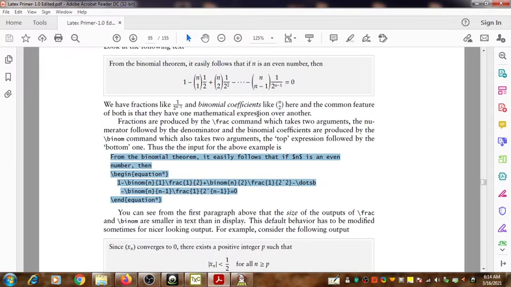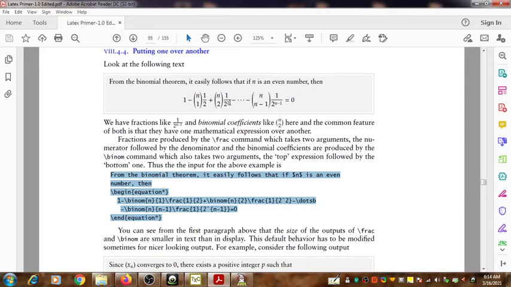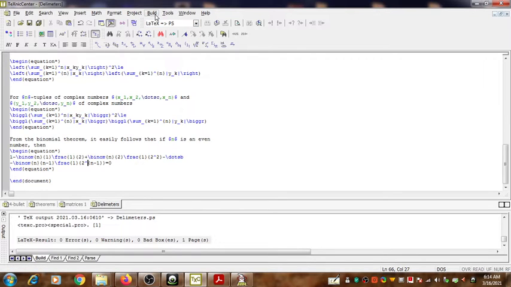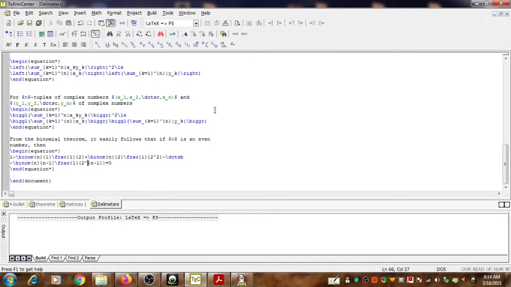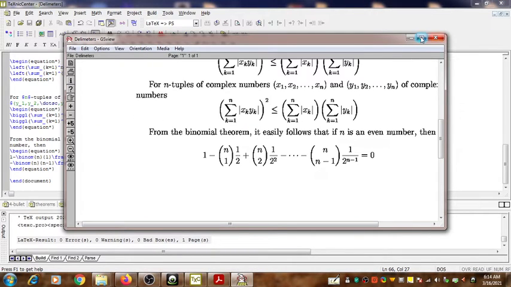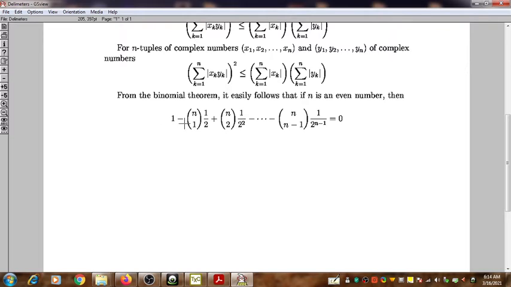Now how many caps are there? 2 square, and then here also 2 raised to n minus 1. There are 2 caps there. Okay, now you can build the output. Okay, we have obtained that expression, 1 minus nC1, then 1 over 2, plus the nC2 expression, nC2, then 1 over 2 square, etc.